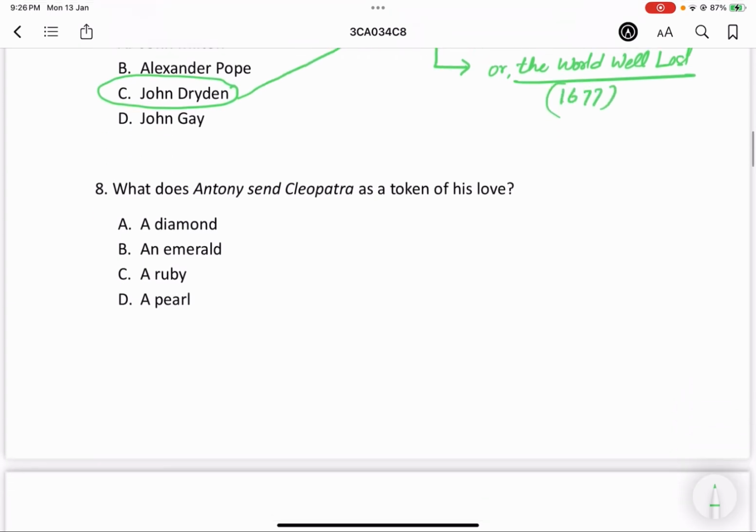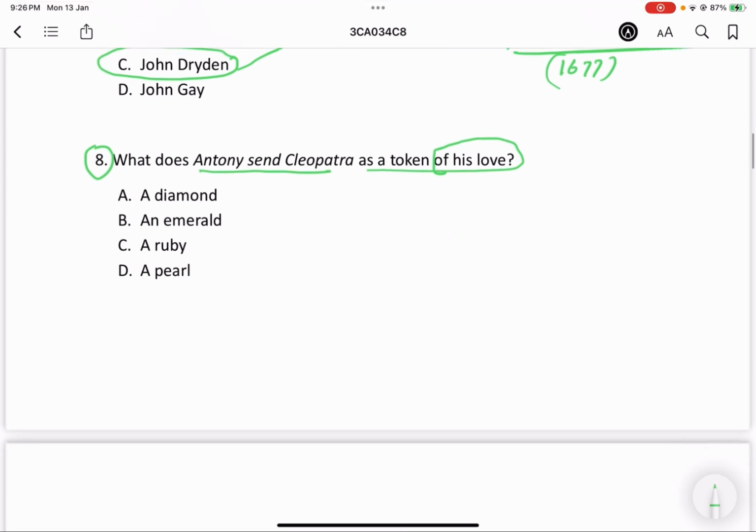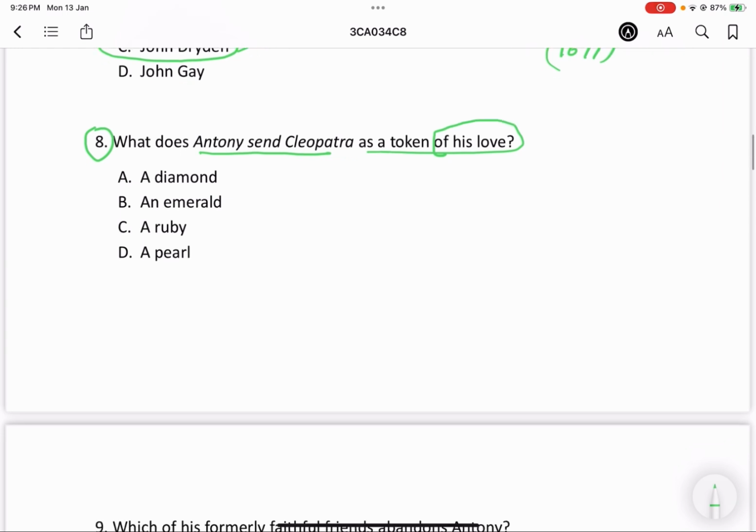Good point. Now, moving on to question number eight. What does Antony send Cleopatra as a token of his love? When Antony has to go to Rome to fight against the Pompeys, he sent something as a token of his love. What was it? It was a pearl.